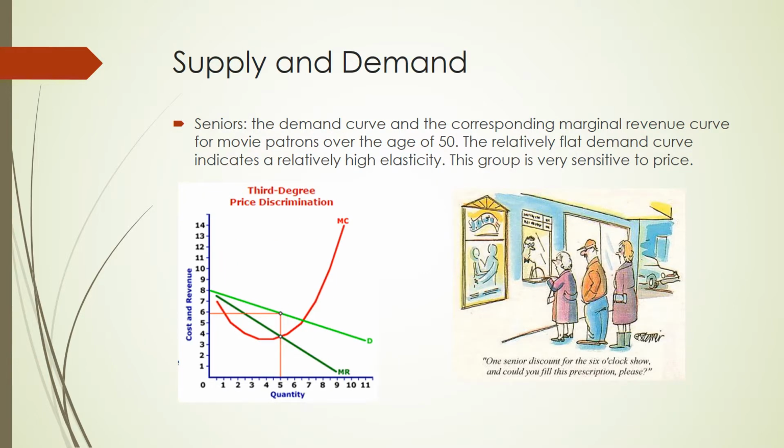The demand curve and the corresponding marginal revenue curve for movie patrons over the age of 50 is displayed below. The relatively flat demand curve indicates a relatively high elasticity. This group is very sensitive to price. Without senior discounts, there would be an inefficient allocation of resources, as they would be unwilling to pay.